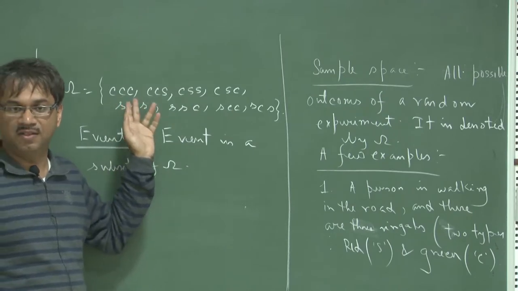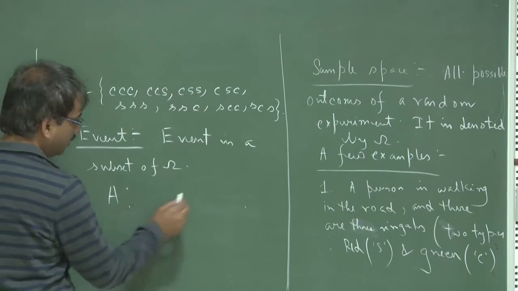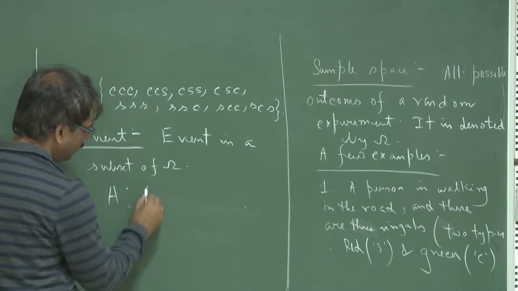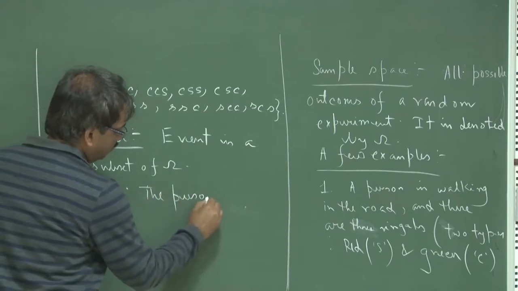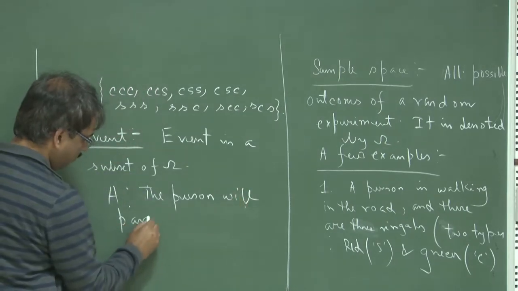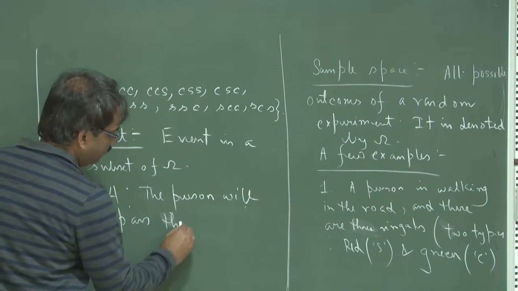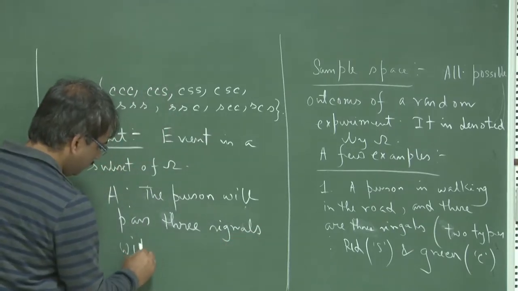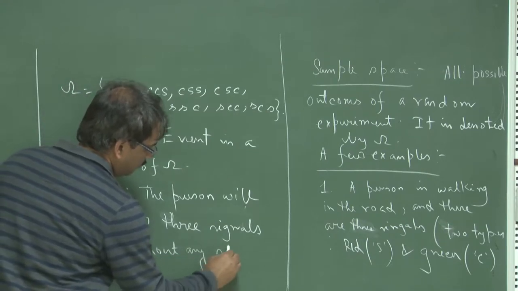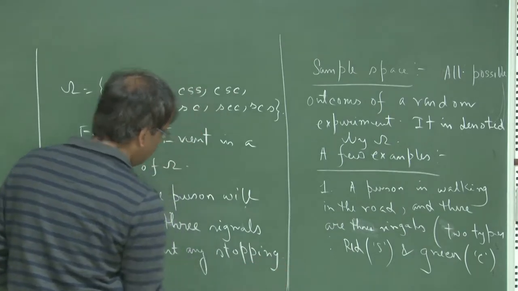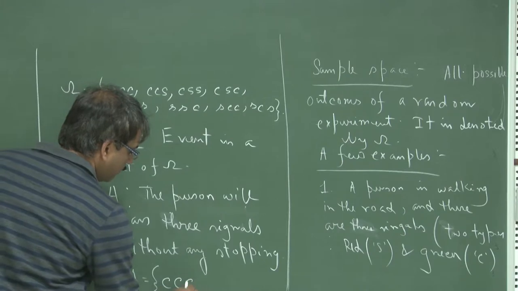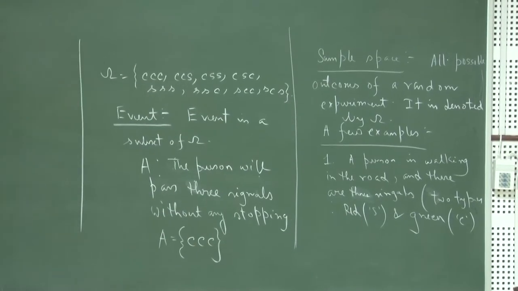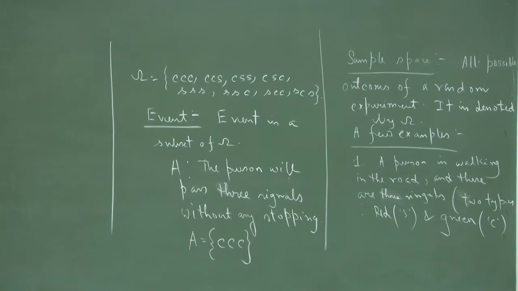So A equals, in that case, CCC. Suppose A denotes an event related to this example. A is an event: the person will pass the three signals without any interruption. So in that case, A equals CCC. A is a subset of omega. What is omega? Omega is this one, so A is a subset of omega. Okay. Now there are two definitions, mutually exclusive and exhaustive.